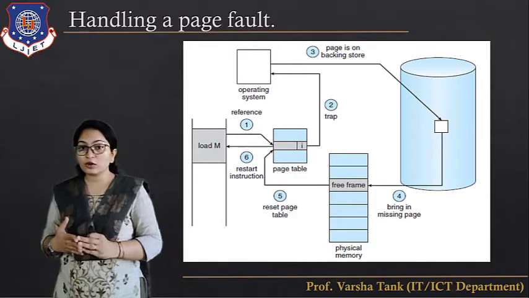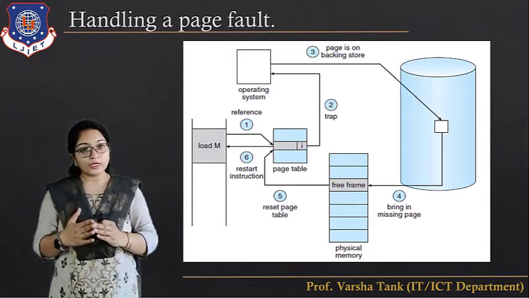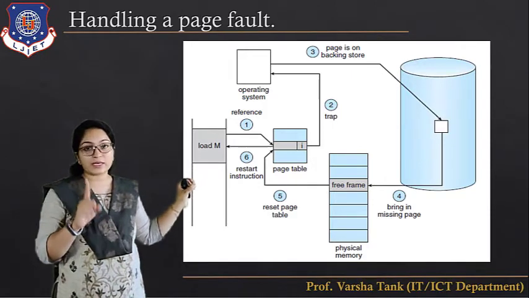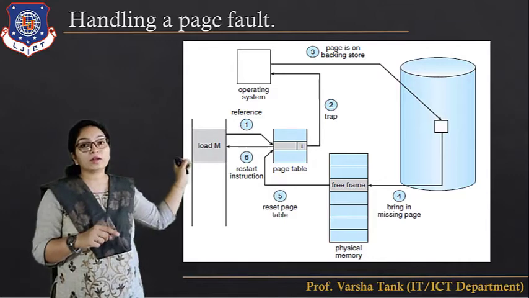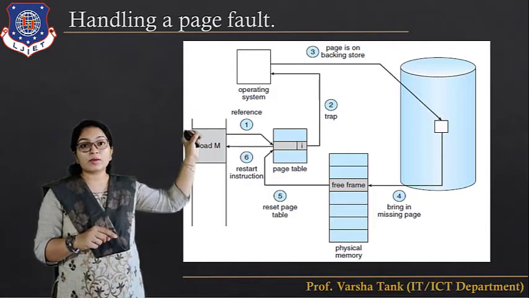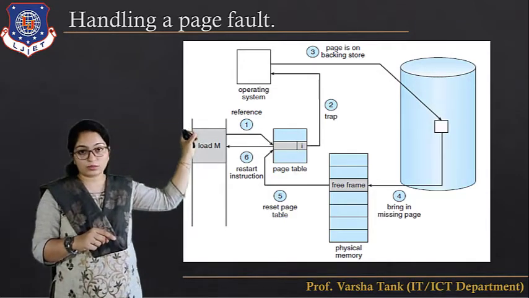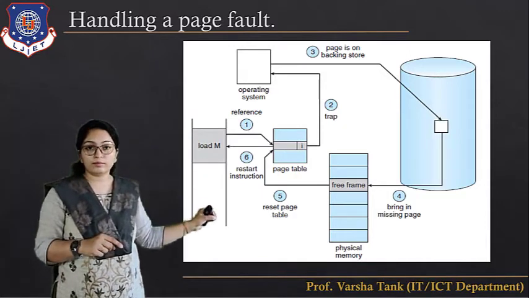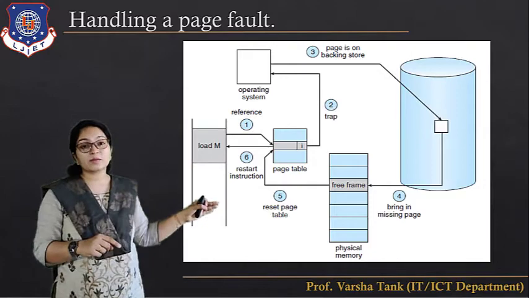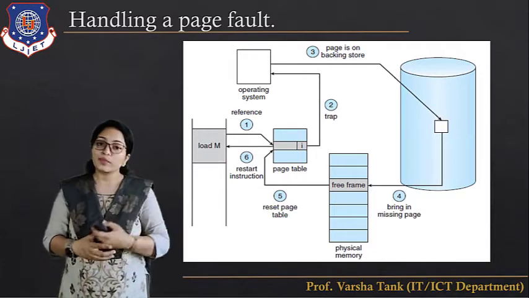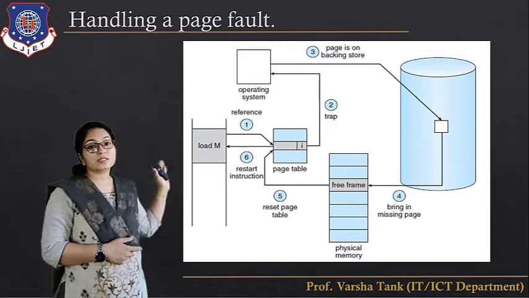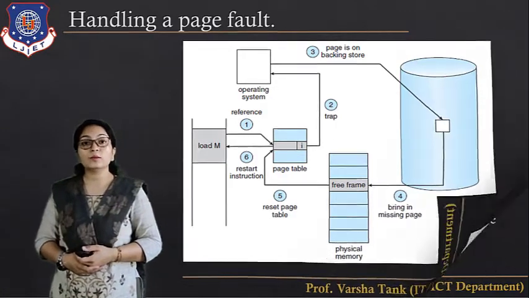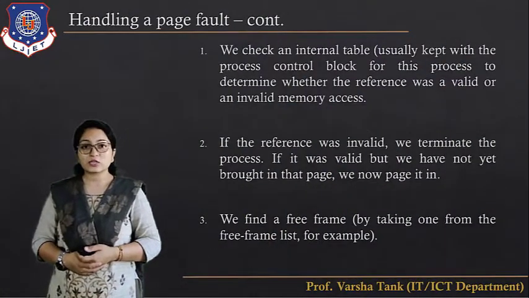When the page fault occurs, what will happen? Got it? First, it will check the page table. If it is set to invalid, it will generate a trap to the operating system. The operating system will check where the page is located, and it will bring that particular page from the disk storage to the memory. After that, the page table will be reset and the instruction will be restarted. So these are the steps when any page fault occurs, to bring the page from the secondary storage.